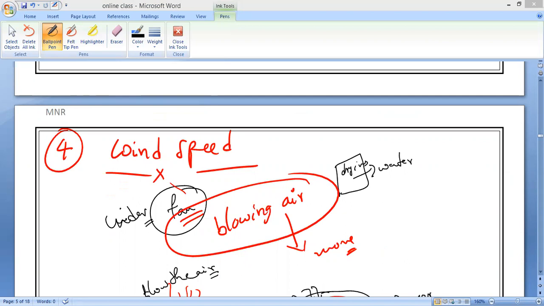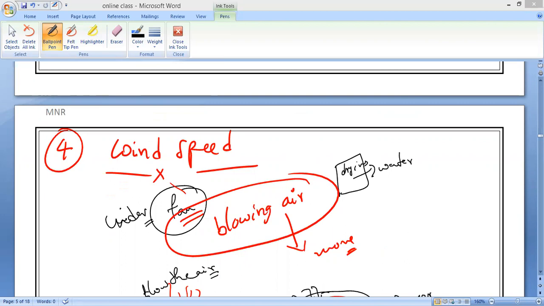Increases with increasing wind speed. Is it okay? Yes or no, guys? Please respond. Increases with increasing wind speed. Okay. So that is what you have to remember.